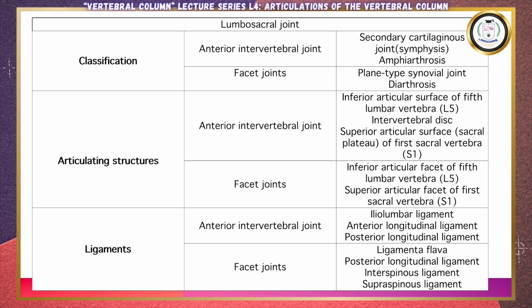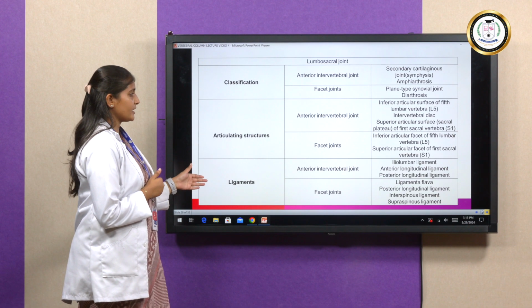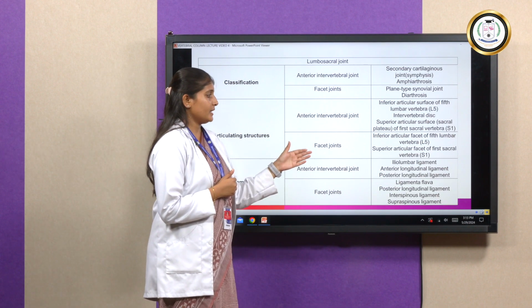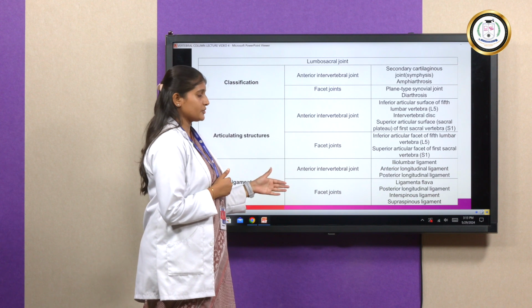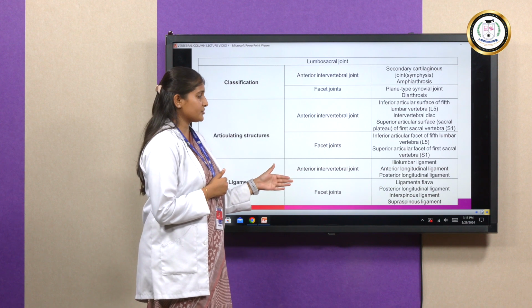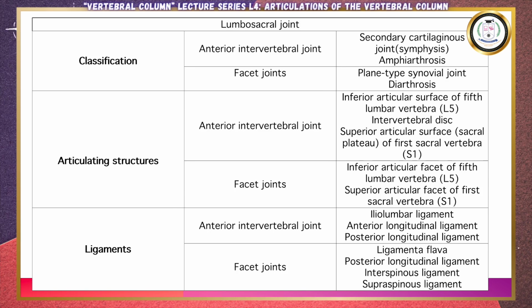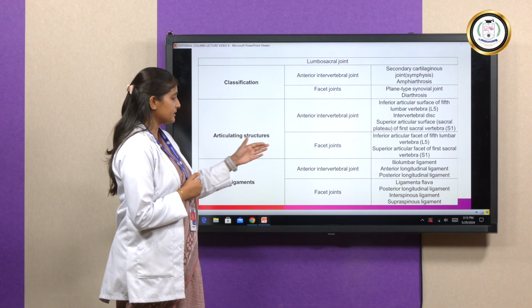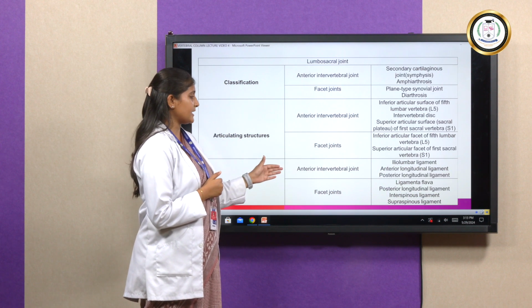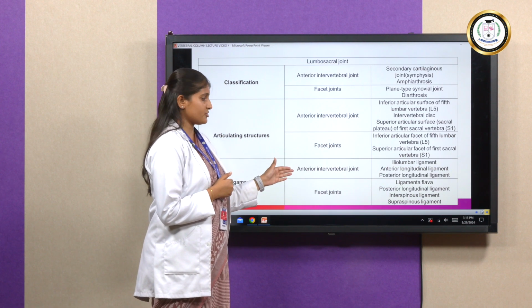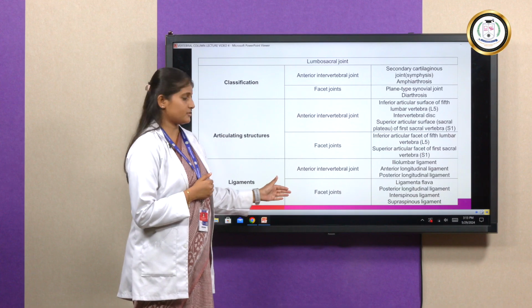Then the facet joints will have the articular surface of inferior articular facet and superior articular facets. Then come the ligaments. We have so many ligaments: iliolumbar ligament, anterior longitudinal ligament, posterior longitudinal ligament, ligamentum flavum, interspinous ligament and supraspinous ligament. These are the different ligaments present at the L5 to S1 junction and also at the facet junction.